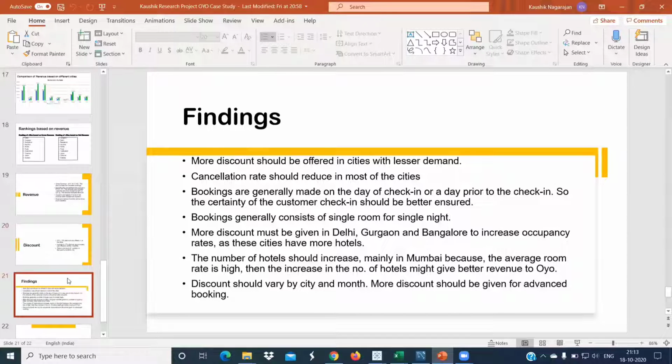Here are the findings of the case study. More discount should be offered in cities with lesser demand. Cancellation rate should reduce in most of the cities, as it was observed that cancellation rate is more than 25% in most of the cities.